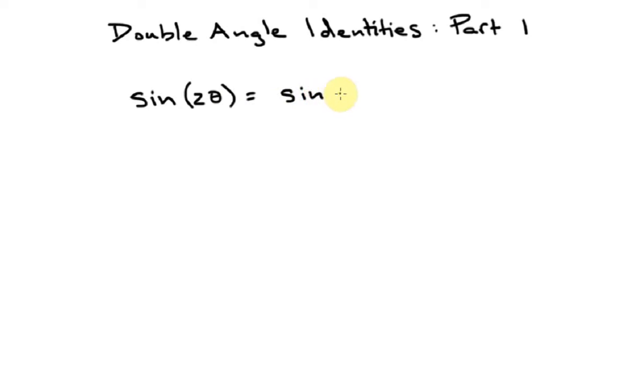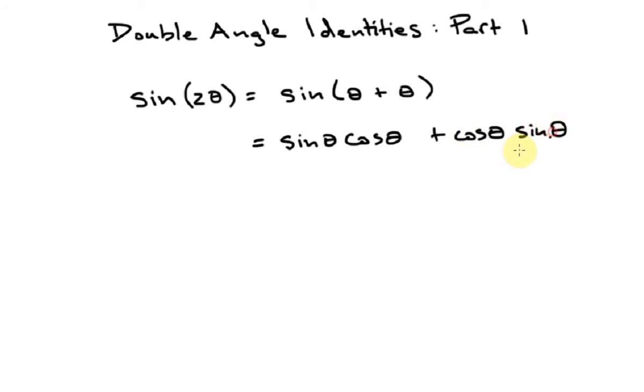Well, one thing I can do is this. I can break up the 2 thetas and make it theta plus theta. And if I use my identity for the sum of 2 angles, it's going to look like this. I'm going to get sine theta times cos theta plus cos theta times sine theta. In other words, I've got 2 of these sine theta times cos thetas.